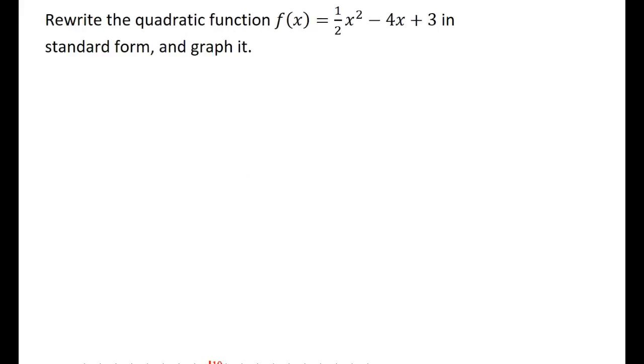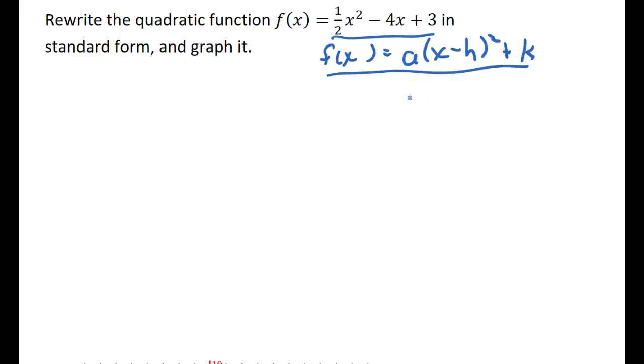Now, unfortunately, not all quadratic functions are given to us in standard form, so we have to play around with it and work on it so it does fit the form f of x equals a times (x minus h) squared plus k. So we're going to make this look like that. We're going to do it by completing the square.